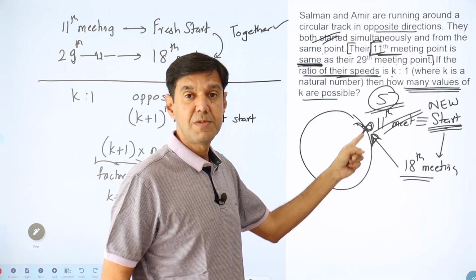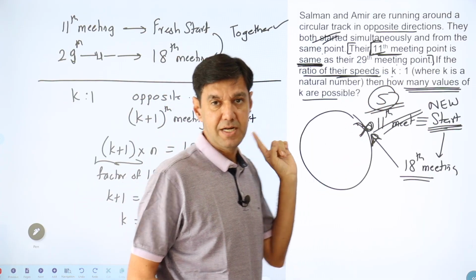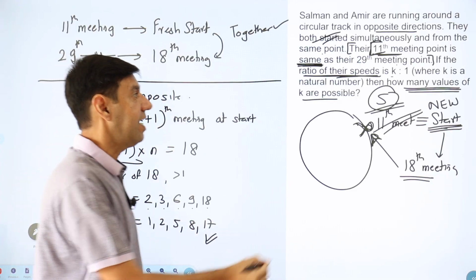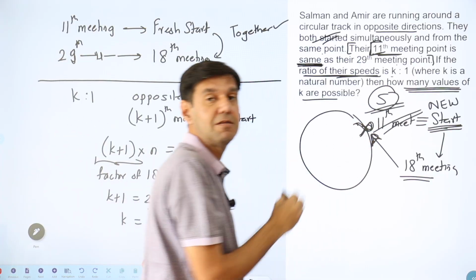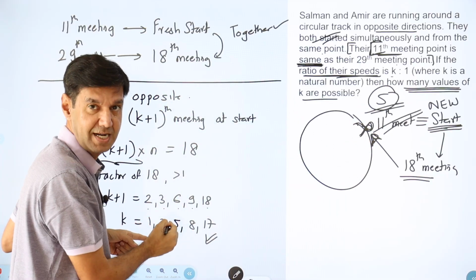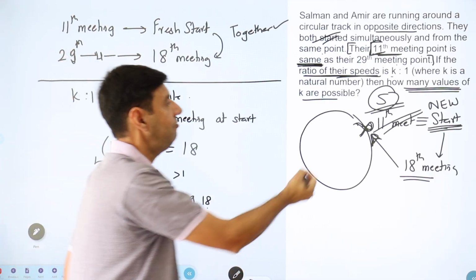The 17 was obvious when we saw 17 is to 1. Then they start from here, and the 18th time is when they meet here. But even if it was 8, 8 is to 1, that would have been the 9th meeting there, which was the case that I was explaining earlier. So 5 values.